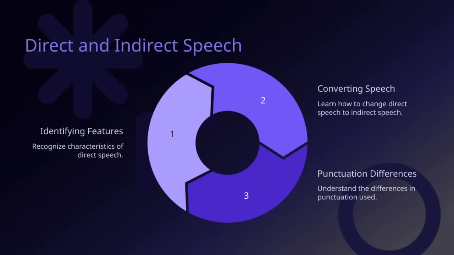Now, let's take a closer look at punctuation differences. It's important to understand how punctuation varies between direct and indirect speech because it helps us convey meaning clearly. When we're converting speech, paying attention to these punctuation marks makes a big difference in how our message comes across.